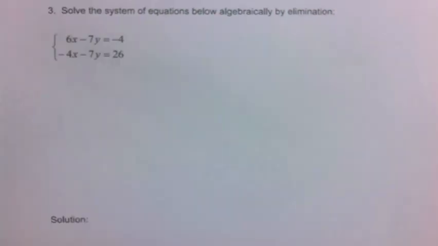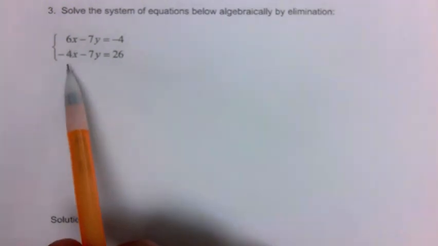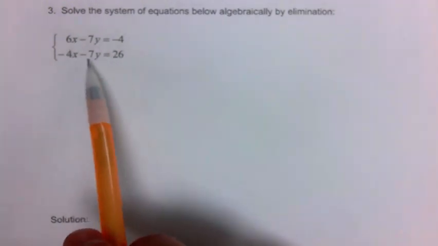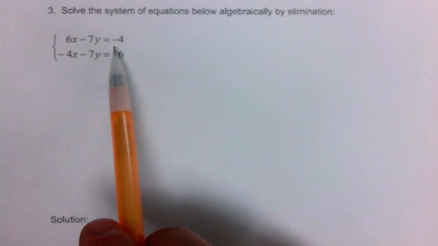In the next system of equations, 6x minus 7y is negative 4, and negative 4x minus 7y is 26. I'm going to solve this system by elimination, so I'm going to look at my two equations and look for opposites. And unfortunately, right now, I don't see any opposites. 6x and negative 4x aren't opposites. Negative 7y is the same as negative 7y, and negative 4 is not an opposite of 26.